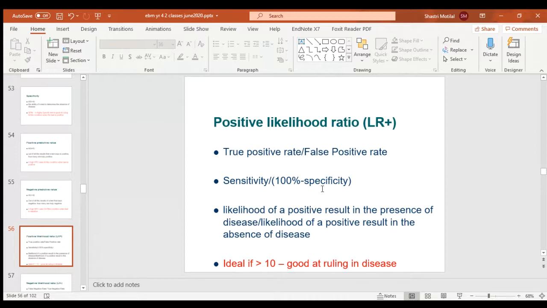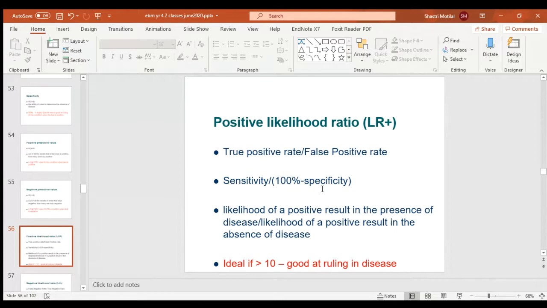If we got a positive likelihood ratio of 20, what we're really saying is, if we do a test on a patient and the test comes out positive for a particular patient, and that test has a positive likelihood ratio of 20, we're 20 times more certain that that test represents a true positive than a false positive. So the bigger the number, the better.